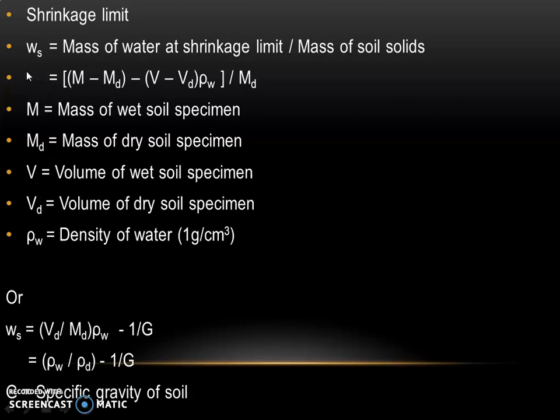So once we know all these values, we will be able to find shrinkage limit using equation Ws equal to M minus Md minus V minus Vd into rho W, whole divided by Md. And the same equation can be rewritten as shrinkage limit Ws equal to Vd by Md into rho W minus 1 divided by G. We know that mass divided by volume is density. So Md by Vd is written as rho d and rho W as this. So shrinkage limit Ws equal to rho W divided by rho d minus 1 divided by G, where G is the specific gravity of soil. If we are asked to find specific gravity of soil, we need to use this equation. So shrinkage limit is defined as the ratio of mass of water at shrinkage limit divided by mass of soil solids.